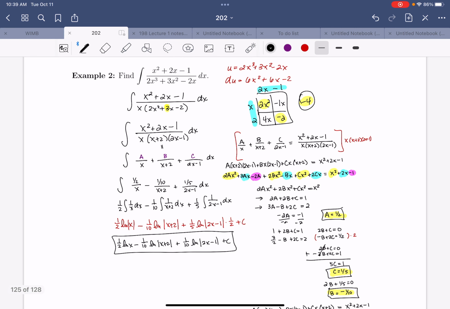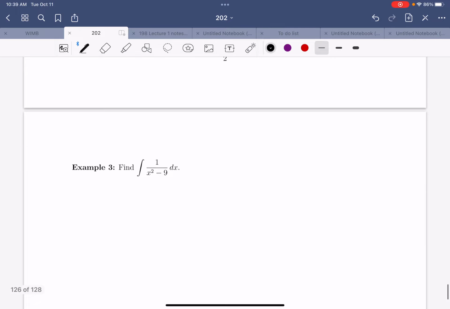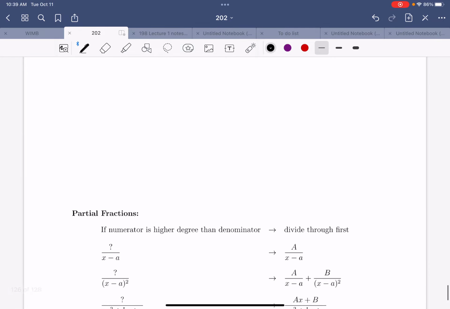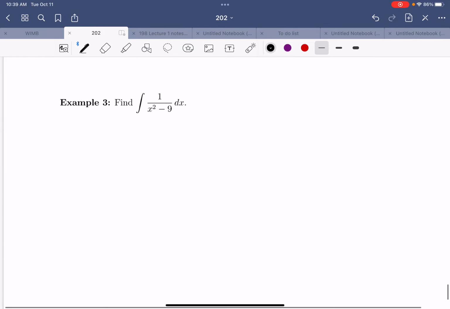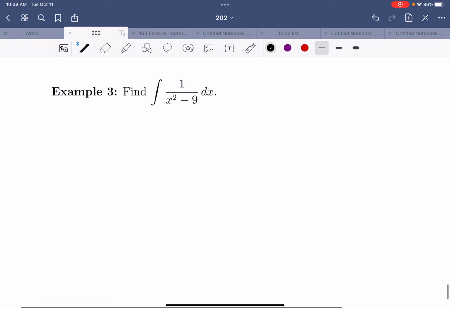Okay, that was example 2. All right, and we've got one more here, and that is example 3. And this one, again, can factor. So let's factor this one. So this is 1 over x plus 3 and x minus 3 dx. And so this is going to be the integral.